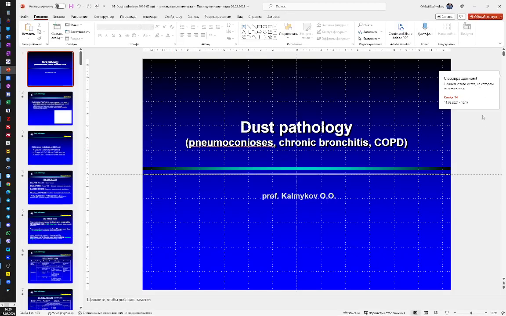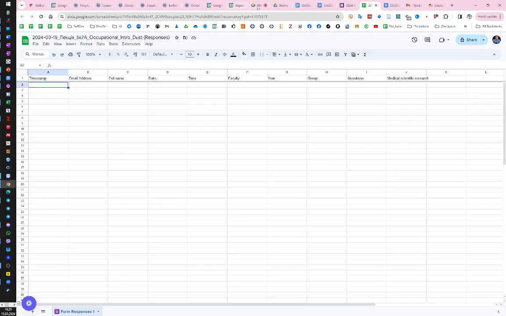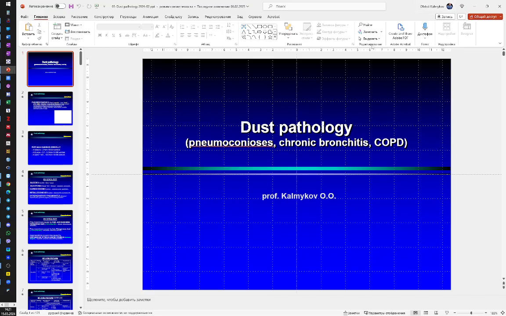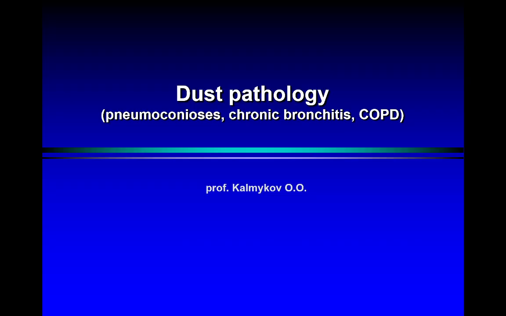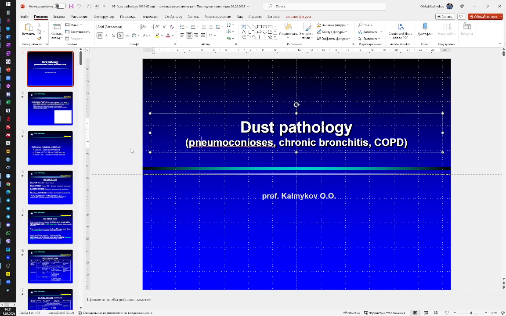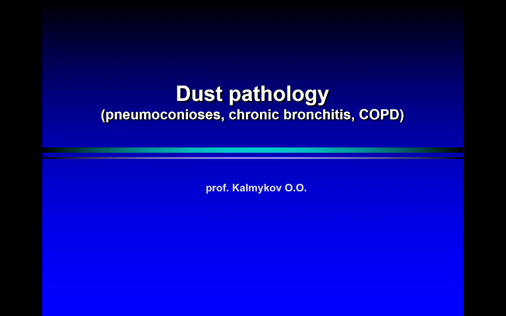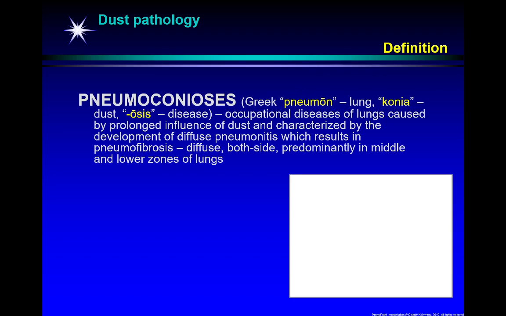It's our today's second topic. If you have any questions, feel free to ask. So again, the so-called dust pathology, better named occupational diseases caused by dust, right? There are specifically, absolutely specifically, pneumoconiosis, which in no other case except occupational may develop, or conditional or relatively specific, even conditional, occupational chronic bronchitis, occupational chronic obstructive pulmonary disease, occupational bronchiolitis. But we will focus now on pneumoconiosis, because they are absolutely specifically occupational.